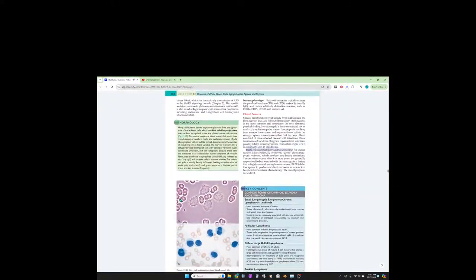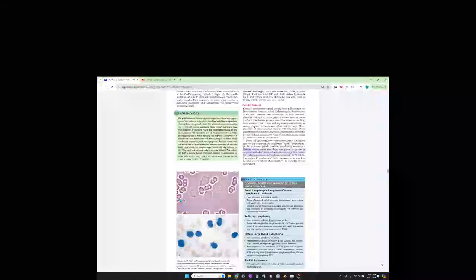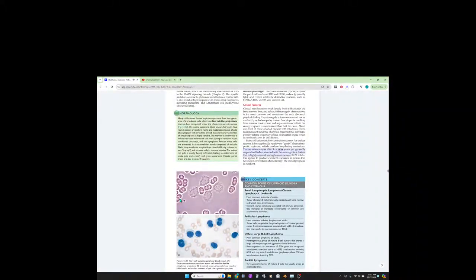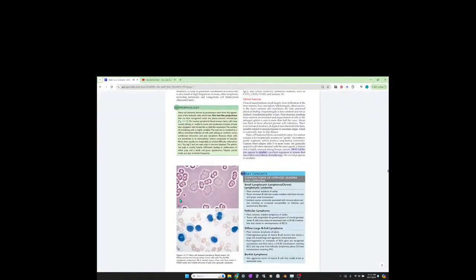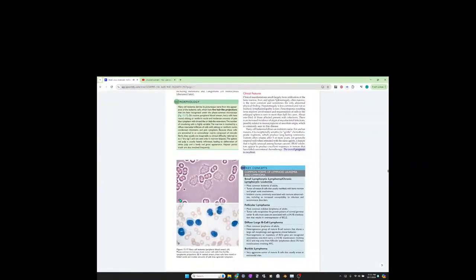Hairy cell leukemia follows an indolent course. For unclear reasons, it is exceptionally sensitive to gentle chemotherapeutic regimens, which produce long-lasting remissions. Tumors often relapse after 5 or more years, yet generally respond well when retreated with the same agents, a feature that is highly unusual among human cancers. BRAF inhibitors appear to produce excellent responses in tumors that have failed conventional chemotherapy. The overall prognosis is excellent.